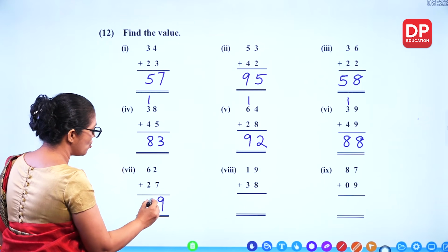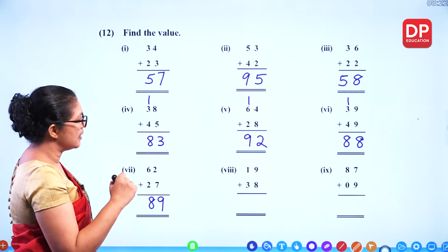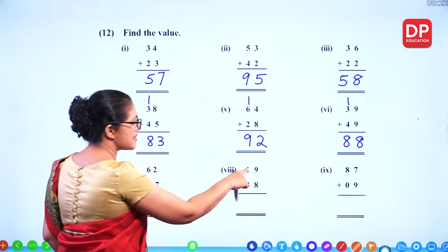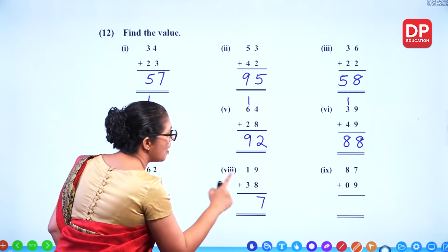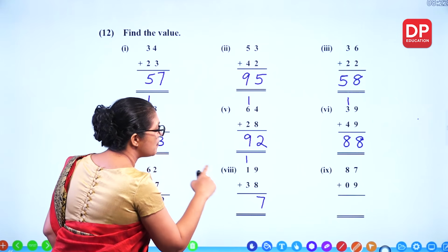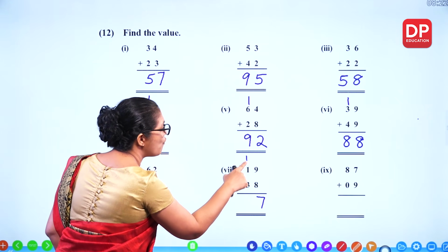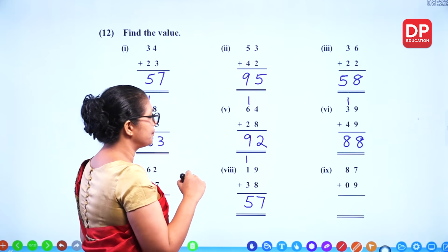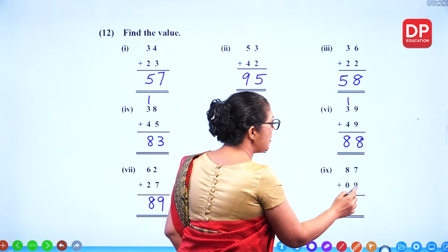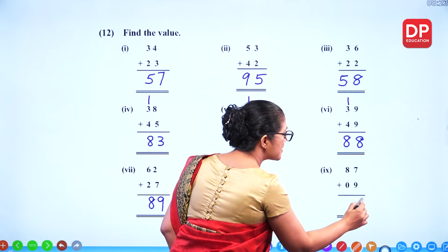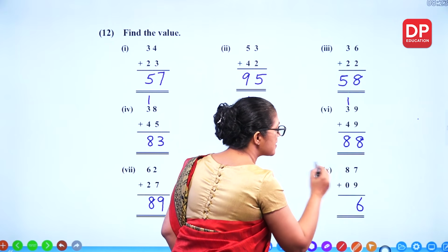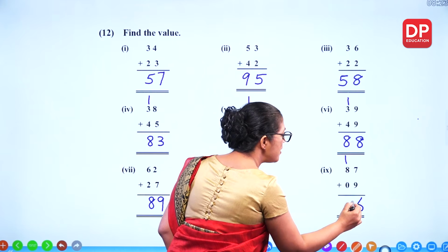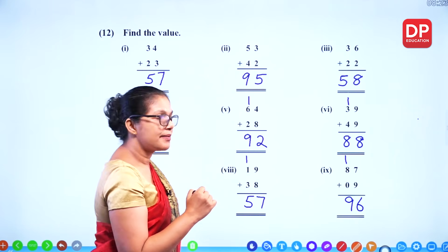6 plus 2, 8. Here, 8 plus 9. 8 and 8, 16. 16 plus 1, 17. 1, you take it to the tens place. 3 plus 1, 4. 4 plus 1, 5. 9 plus 7, you get 16. Write 6 and take 1 to the tens place. 8 plus 1, you get 9.